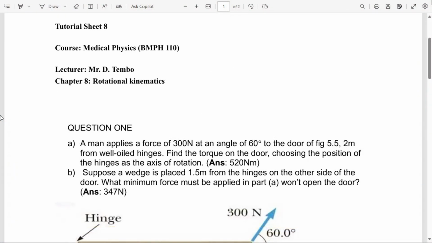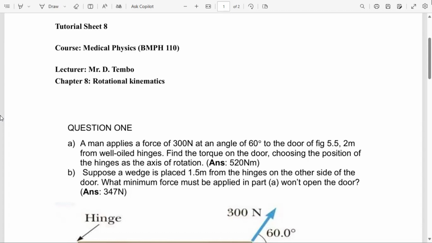Right, so welcome everyone to this video where we'll be discussing tutorial sheet 8 of physics. This is BMPH 110, physics for first semester, or medical physics rather. And in today's tutorial, we'll be focusing on what we call rotational kinematics, specifically on torque and rotational equilibrium.